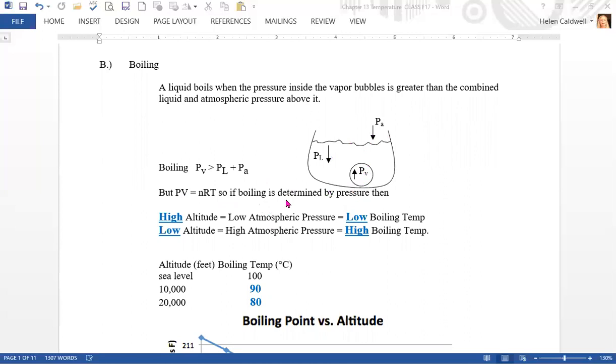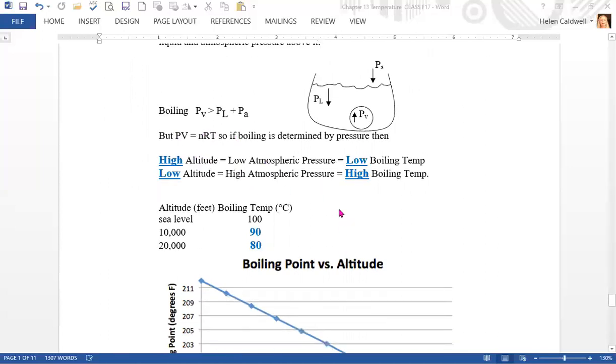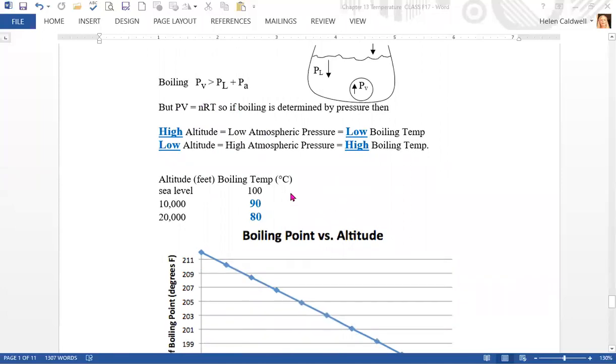So your boiling temperature is going to be determined by your pressure. At a high altitude, you go up, up, up, we're climbing a mountain, you have low atmospheric pressure. So as the pressure goes down, down, down, the boiling temperature will also go down. The higher in altitude you go, the lower your boiling temperature. The closer to sea level you get, the higher your atmospheric pressure, the higher the boiling temperature. It's about 10 degrees Celsius for every 10,000 feet. So every 1,000 feet would be about 1 degree.